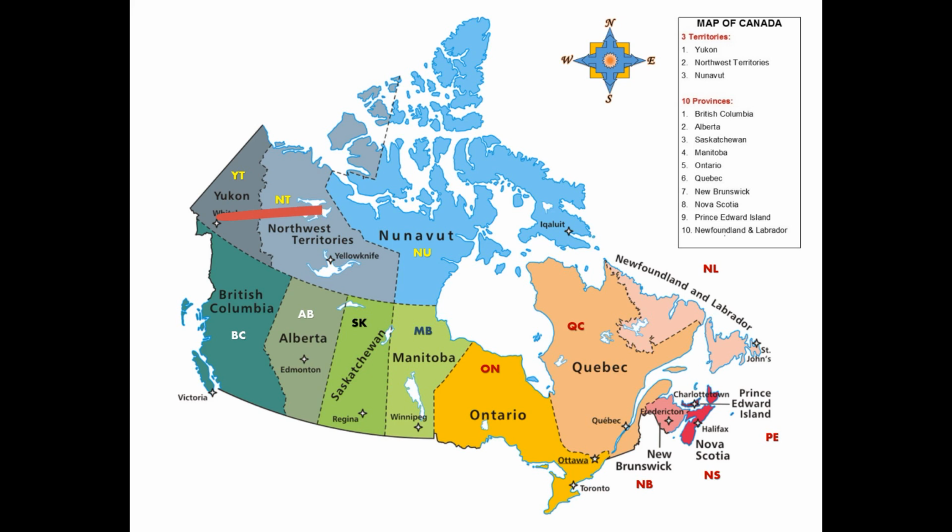We'll start at the top left side of the map and move west to east. Then we'll move down to the 10 provinces and we'll go again from west to east. We'll say each name 3 times and not rush. Let's begin with Yukon. Here we go.